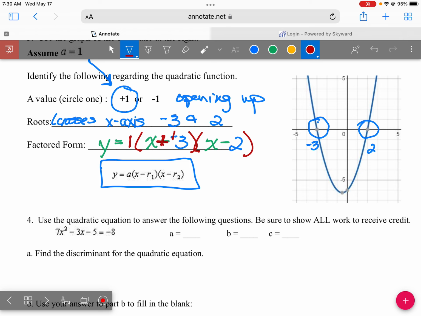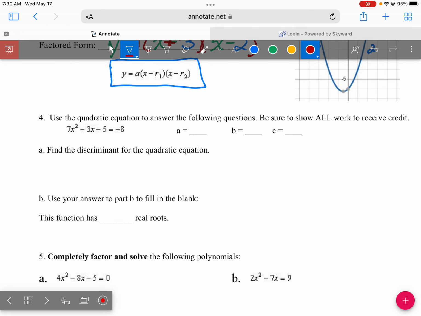Okay? So this is the place where we talked about, if you remember, opposite. It looks like it's a -3, but when you put it in the factored form, it becomes the +3. It looks like a +2, but when you put it in the factored form, it becomes or looks like a -2. So that's that opposite. Any questions on that section? All right, you guys are doing great.